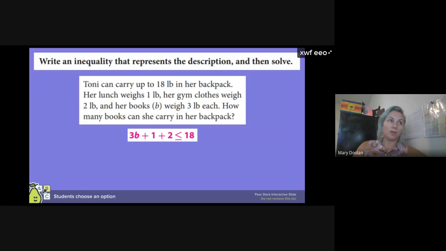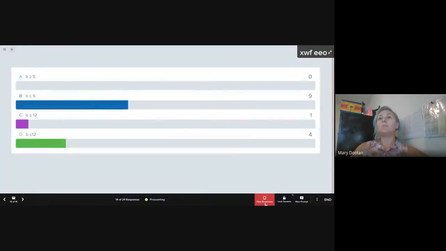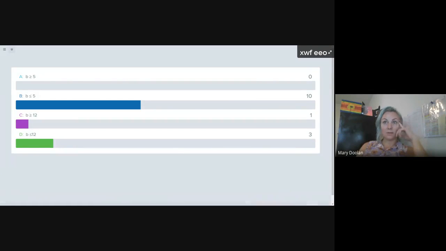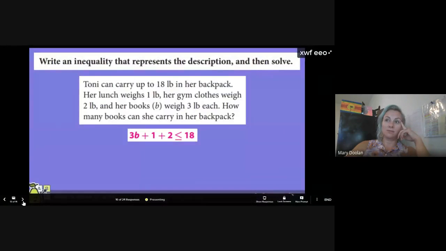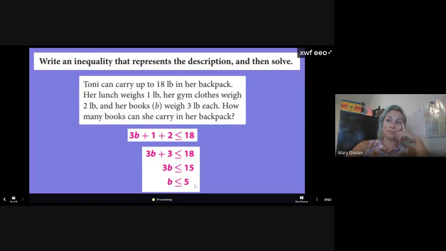You have to do one more thing to get your answer. 3b means 3 multiplied by b. 3 multiplied by b, to undo multiplication, I use division. Divide both sides by 3. b is less than or equal to 5.